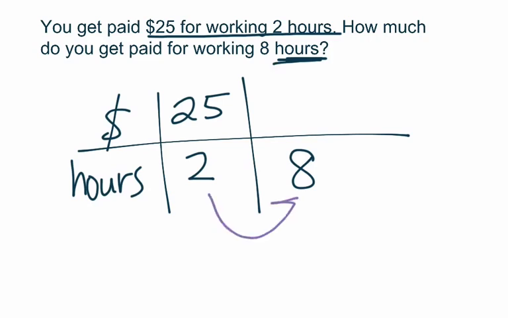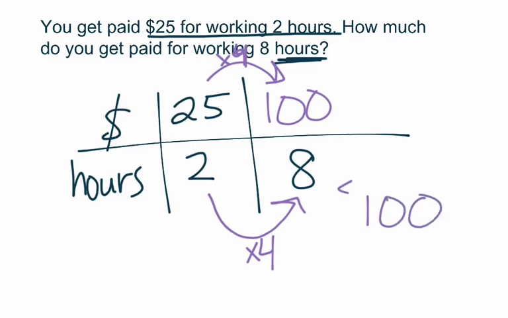I know that if I want to go from 2 hours to 8 hours, I would have to multiply that times 4. So coming up here, times 4, 25 times 4 is 100. How much do you get paid for working 8 hours? My final answer would be $100.